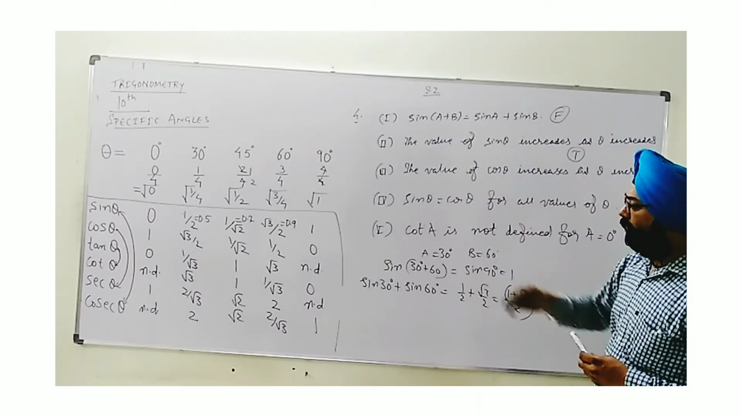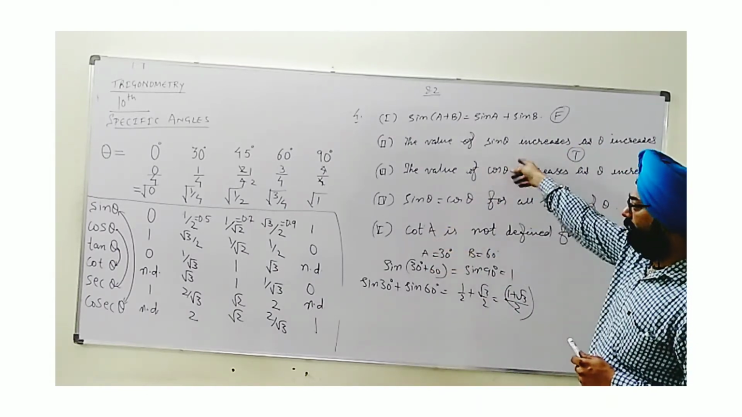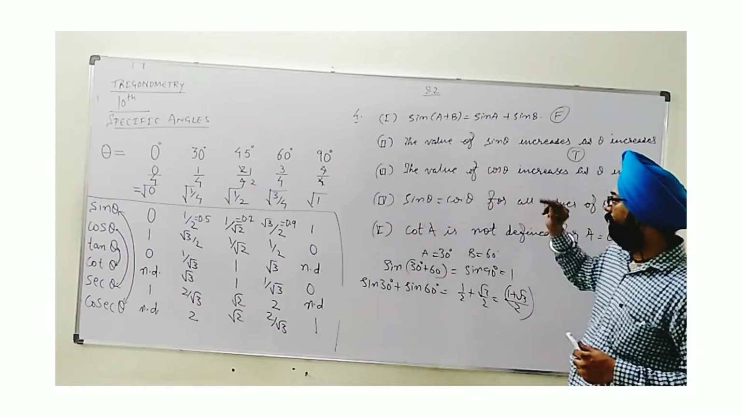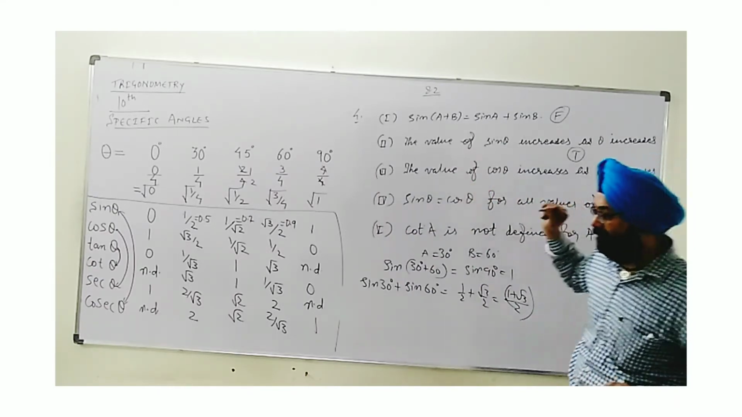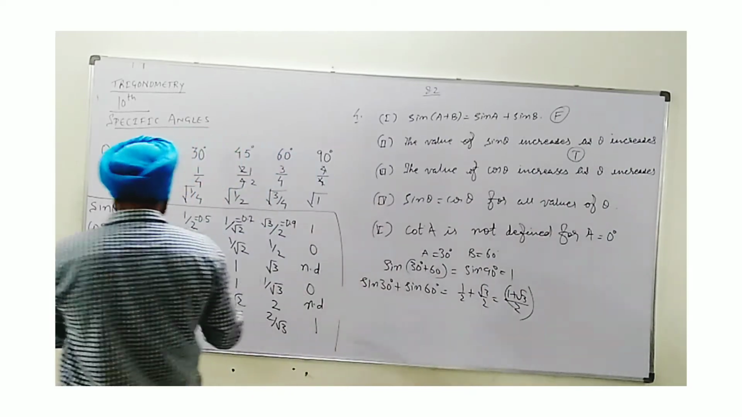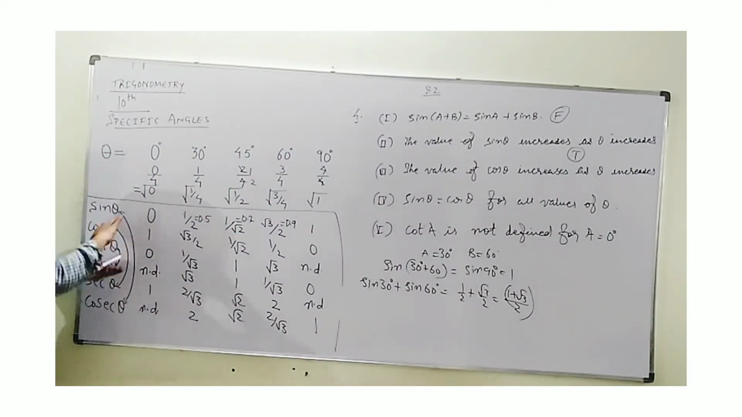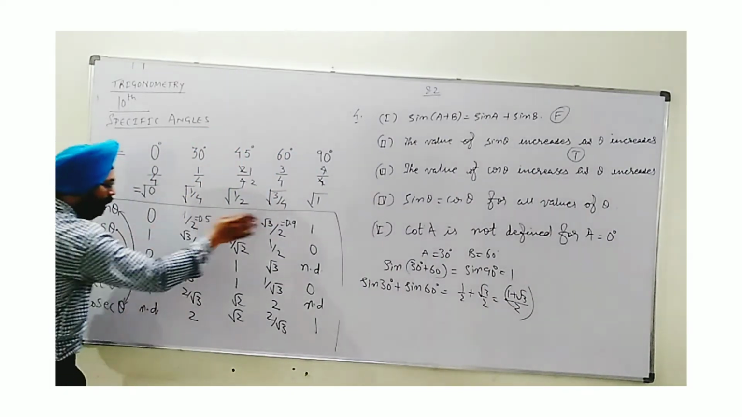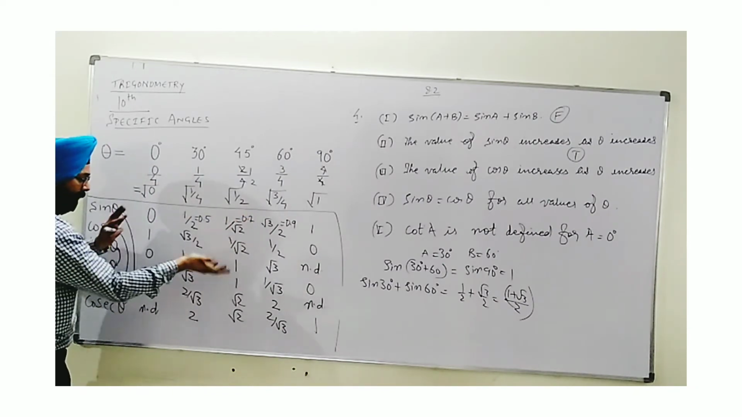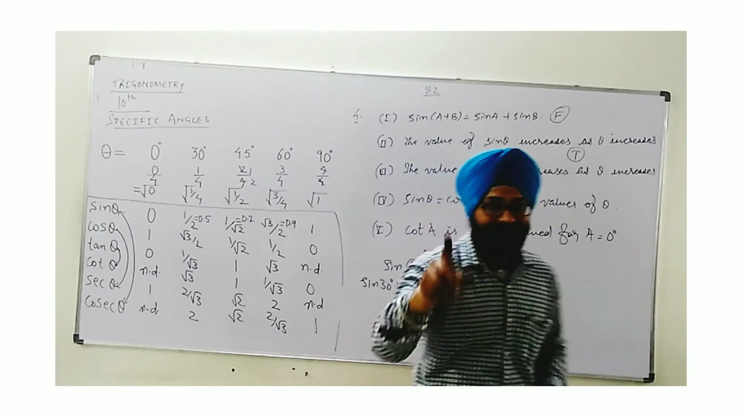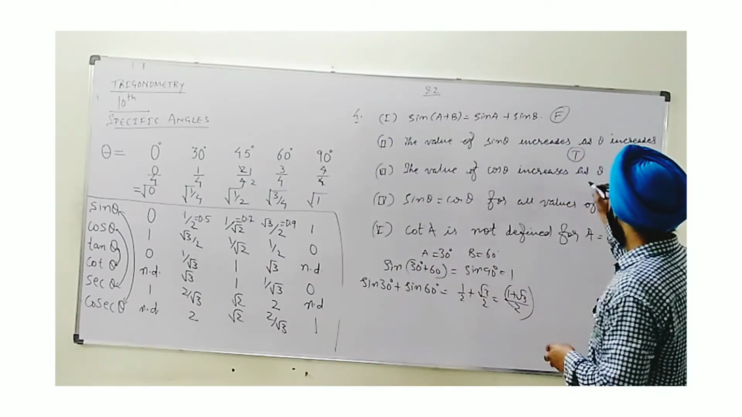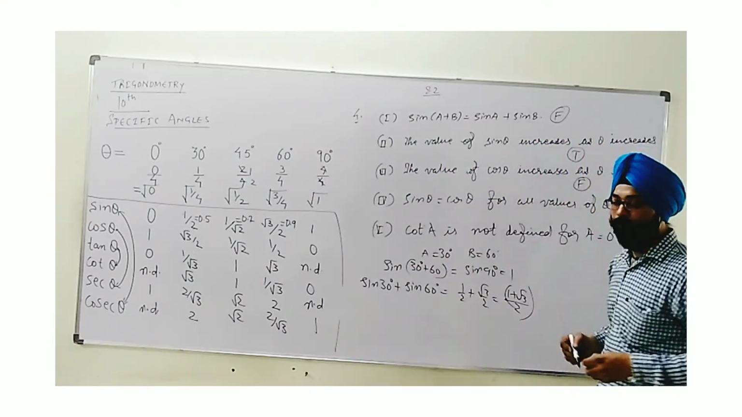Only observation based. It's not always. This is for the table. Third, the value of cos theta increases as theta increases. Now when we prepare the table, I told you cos theta values are written in reverse order. So obviously from 1 to 0, these values are written in reverse order. So cos theta does not increase, it decreases. So this will be false.